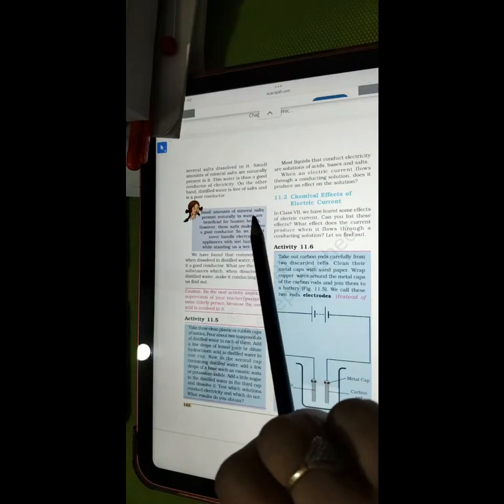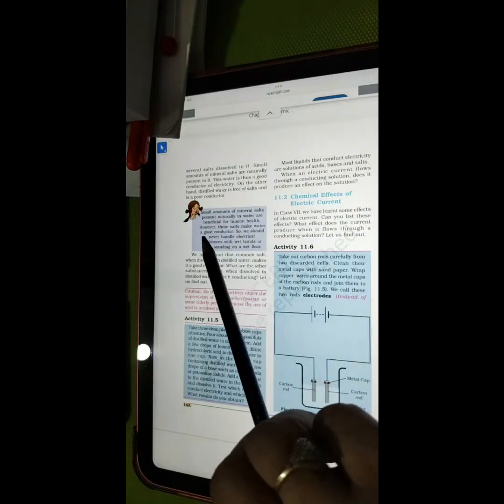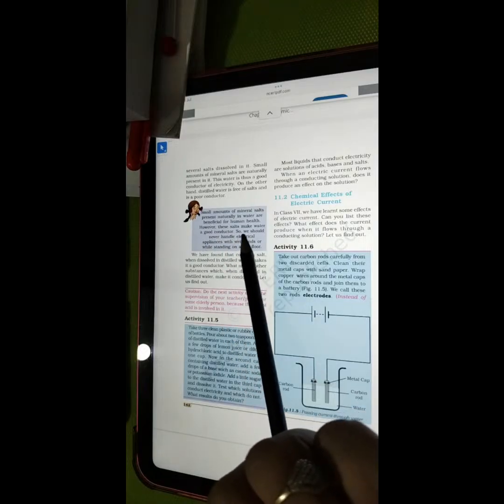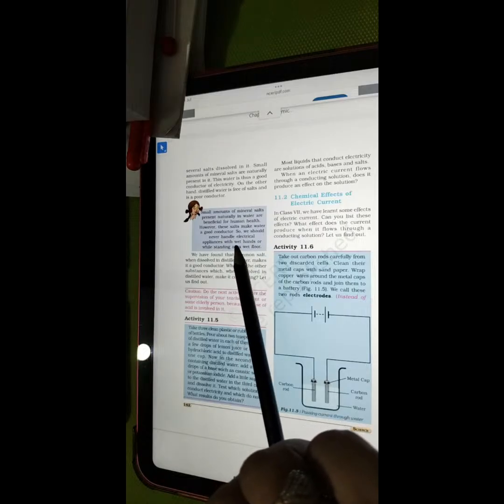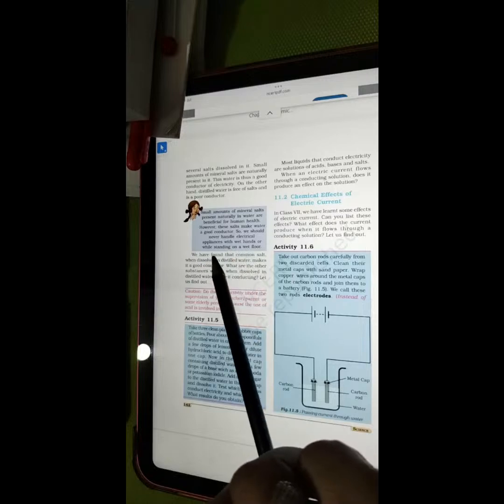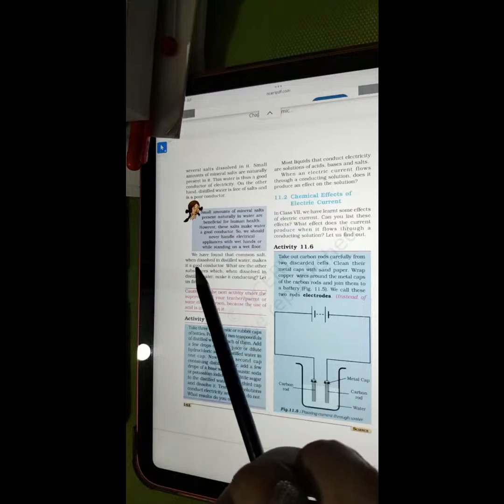Small amounts of mineral salts present naturally in water are beneficial for human health. However, these salts make water a good conductor. So we should never handle electrical appliances with wet hands or while standing on a wet floor.